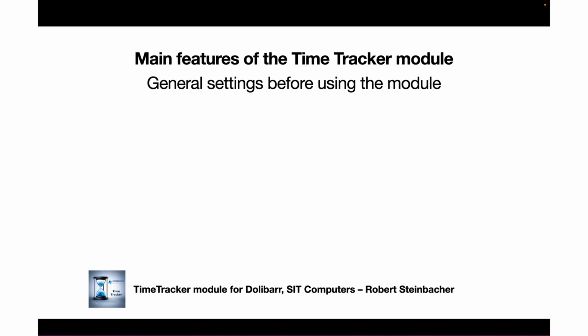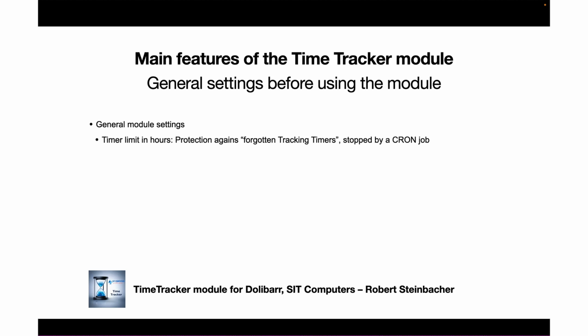Now we are turning to the second part of the time tracking module, the invoicing. And we need to talk about some general settings that must be set before using the module. First one, I told you already, there is a timer limit in hours that protects against forgotten tracking timers, and the cron job stops those processes. And there need to be some default billing settings.